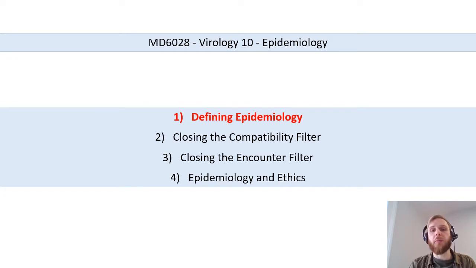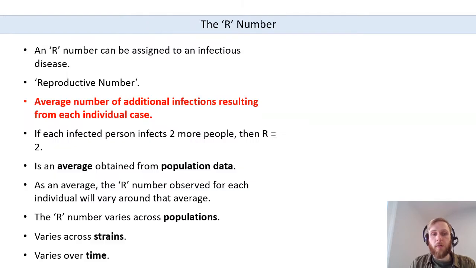So firstly, we'll be defining epidemiology. We'll be discussing some of the key concepts within epidemiology. Then we're going to talk about some approaches we can take at a population level. So we're going to be looking at population level interventions and think about how these can potentially stop or slow the spread of viral disease within a population.